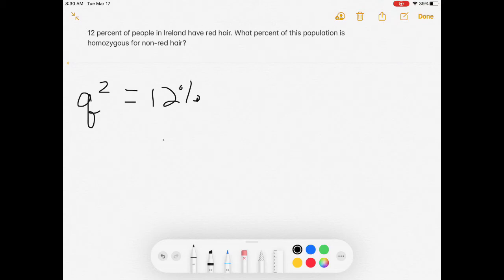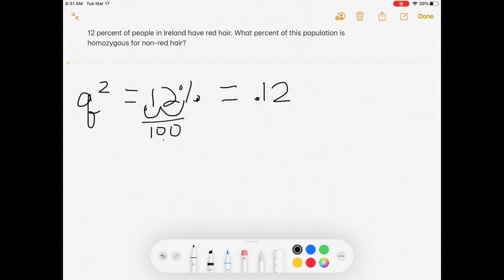If we want to make that a frequency, we have to make it a decimal, which literally just means taking the 12 and dividing by 100, which is a percentage. Essentially, if you see 12%, you know that you're just going to move your decimal place over 2, and our frequency is 0.12. So if you don't know what you're doing there, it's literally just 12 divided by 100. That's how you calculate these percentages. So now that we have our q squared equals 0.12, we now know the frequency of individuals with red hair in Ireland.